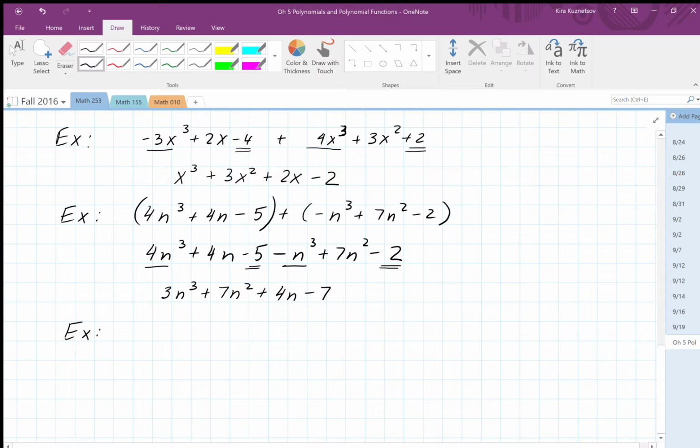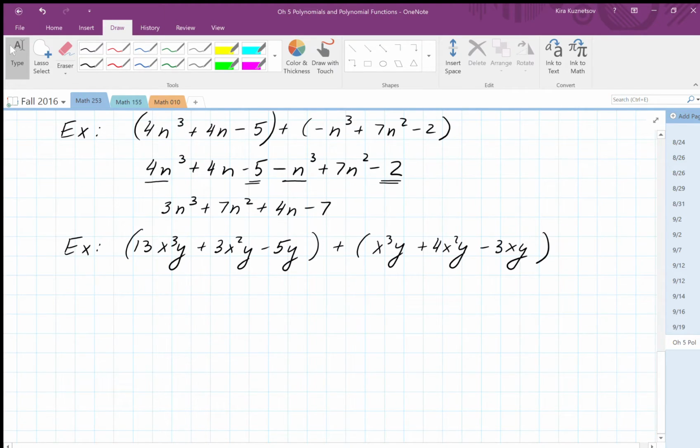If you have multivariable polynomials, the addition will work very similarly. You need to collect like terms. In this case, I have 13x cubed y plus 3x squared y minus 5y that I want to add with x cubed y, positive 4x squared y, and negative 3xy.